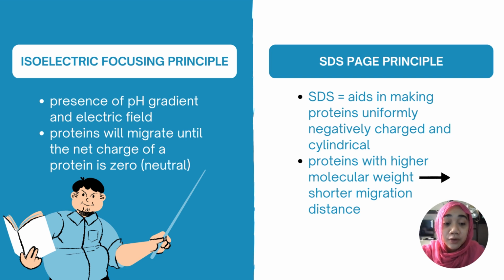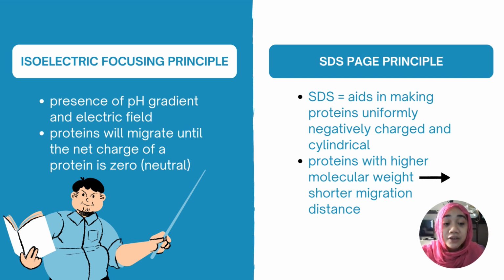Meanwhile, the principle for SDS PAGE. Proteins have varying charges depending on their amino acid composition, so samples need to be treated with sodium dodecyl sulfate to make them all negatively charged. If this is skipped, their migration behavior will vary as some will be moving upward instead of downward or toward the end which has a positive charge.